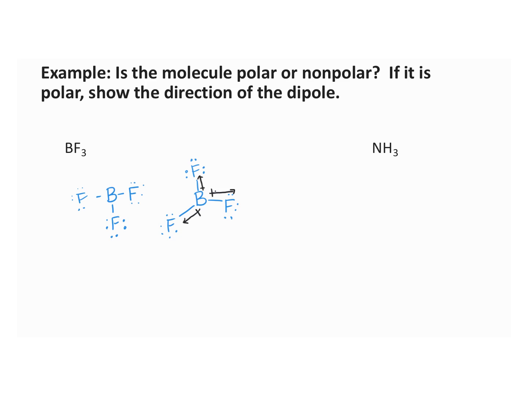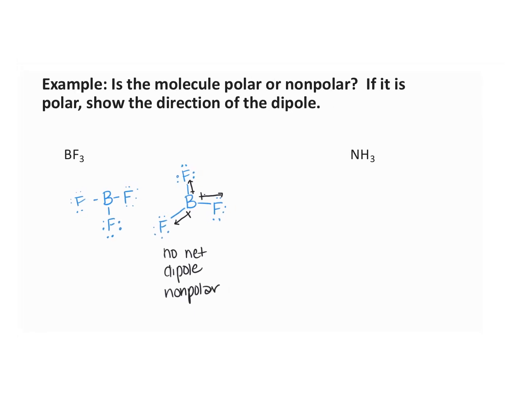that way. And what we see here is because the fluorines have the same electronegativities, we're all pulling the electrons with the same strength. And so all of those cancel. So this has no net dipole and is a nonpolar molecule. So that's how we can figure out that's a nonpolar molecule.